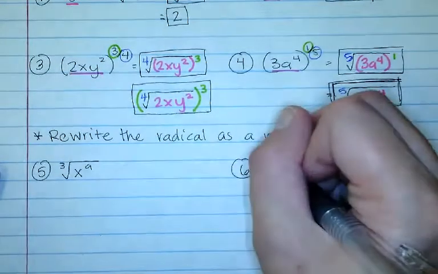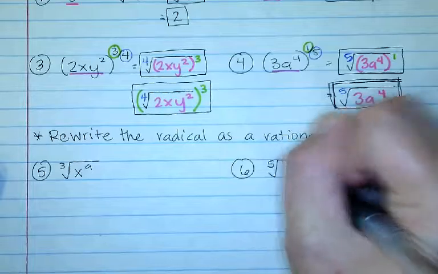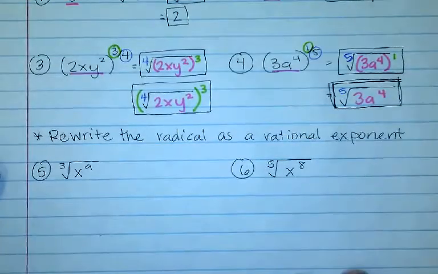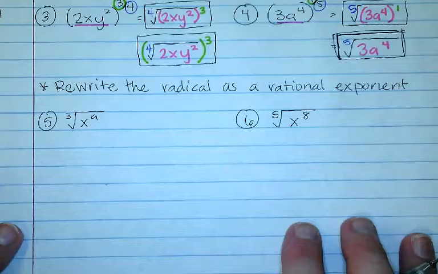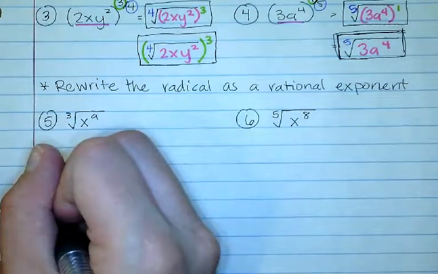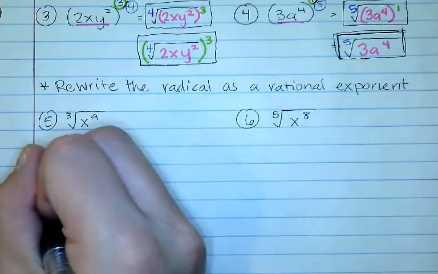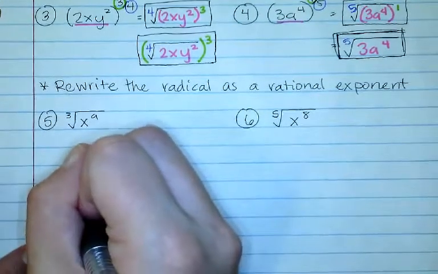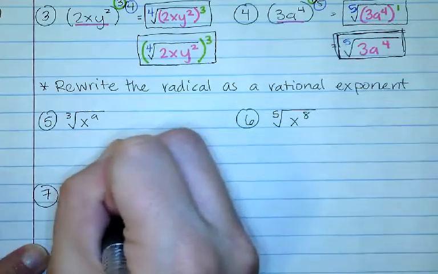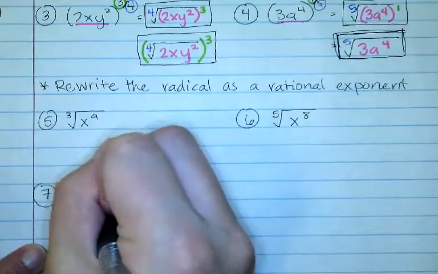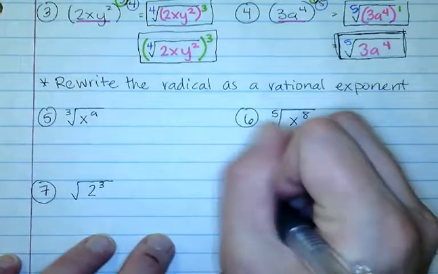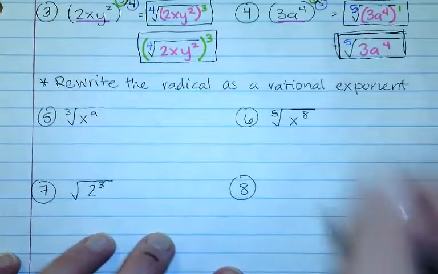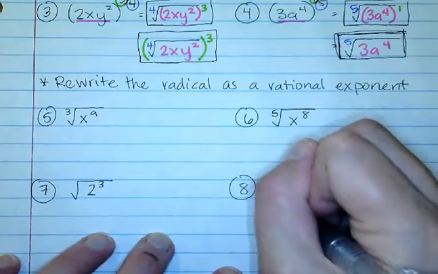And then let's see here, number 7. I'm going to do just the square root of 2 to the 3rd. And number 8 here, we are going to do the 4th root of 2xy cubed. All right, guys, are y'all comfortable with these?